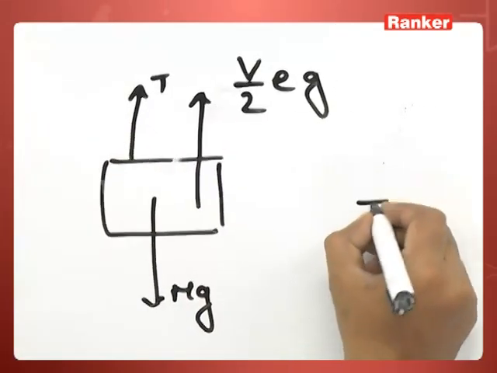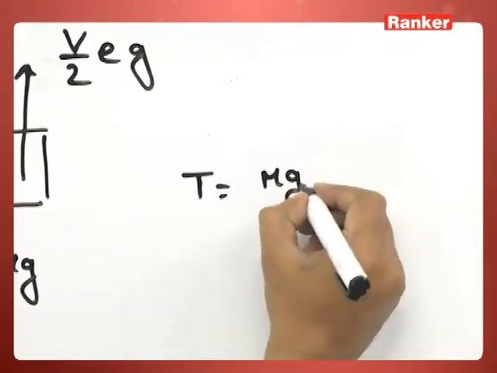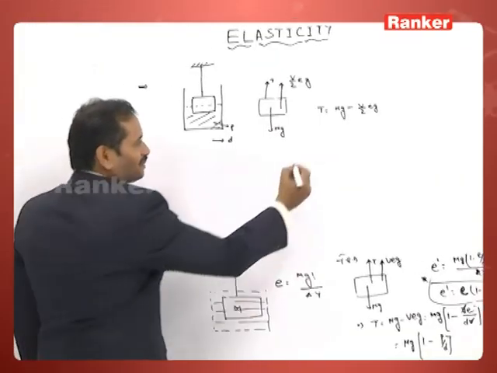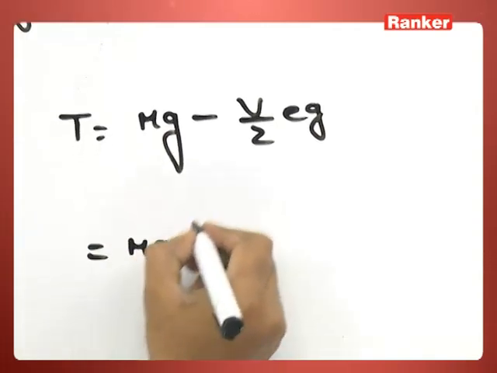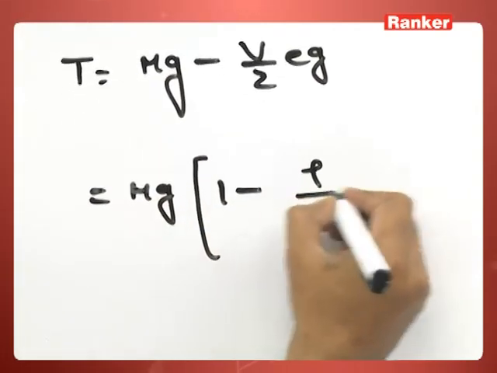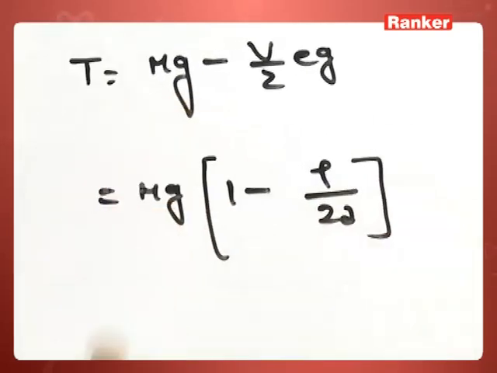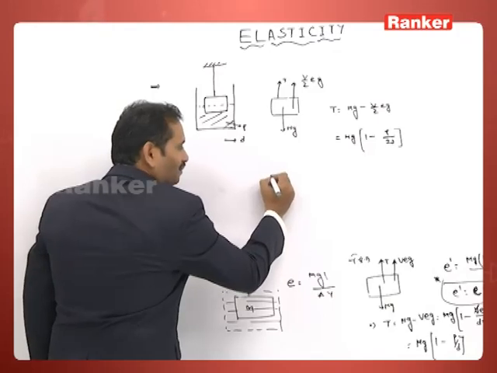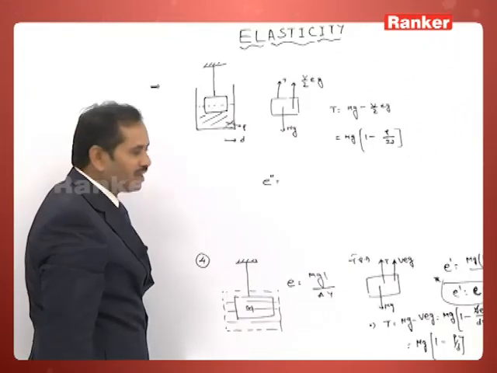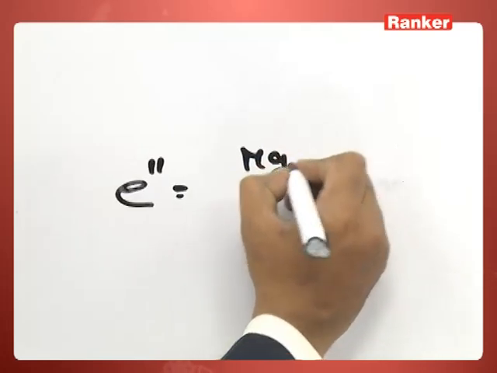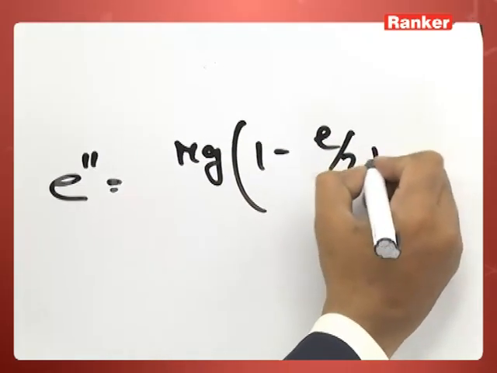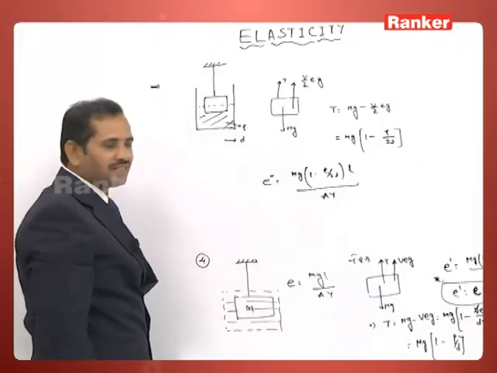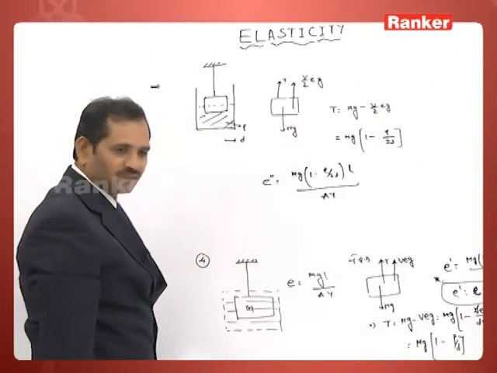Then T equal to mg minus V by 2 rho c. I think you can do it, it's not a big problem. Taking mg common, the remaining thing you can do: 1 minus rho by 2d is the tension. Then extension E double dash, a new concept, equal to mg into 1 minus rho by 2d of L by AY is the extension in the half submerged case.